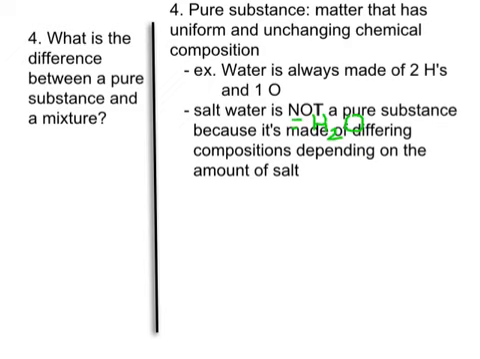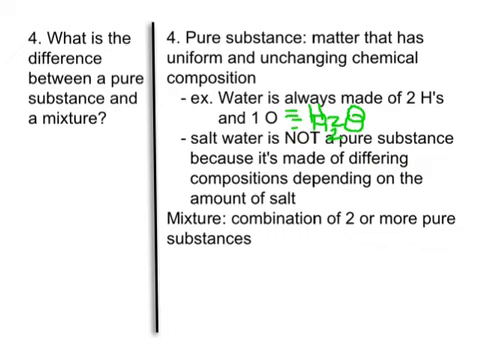So because it's not a uniform and unchanging chemical composition, okay, meaning that it's not uniform, it's always changing, it's not a pure substance. Okay, so if it's not a pure substance, it's what we call a mixture. Okay, so let's take a look at the definition of a mixture. All right, so a mixture again is a combination of 2 or more pure substances. So in our salt water example that we had right here, okay, we said it's not a pure substance, okay, because it has both water and salt in it. Okay, so it must be a mixture.